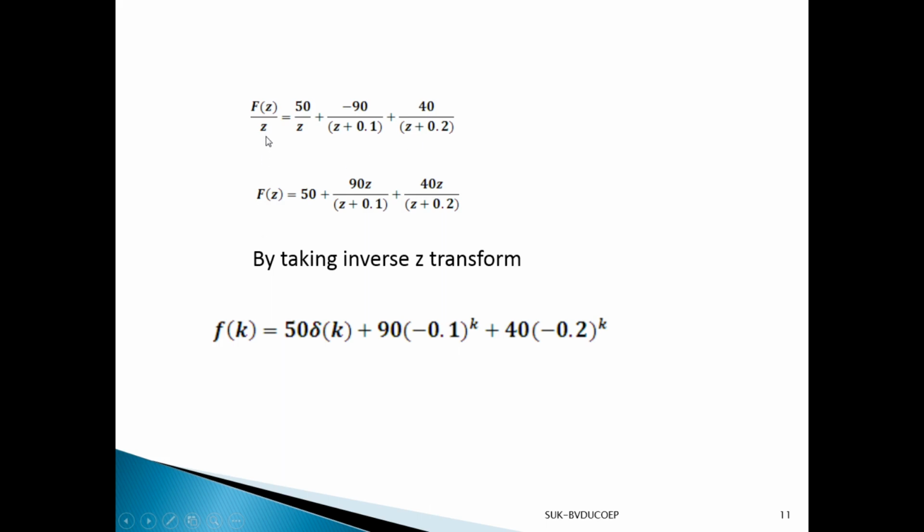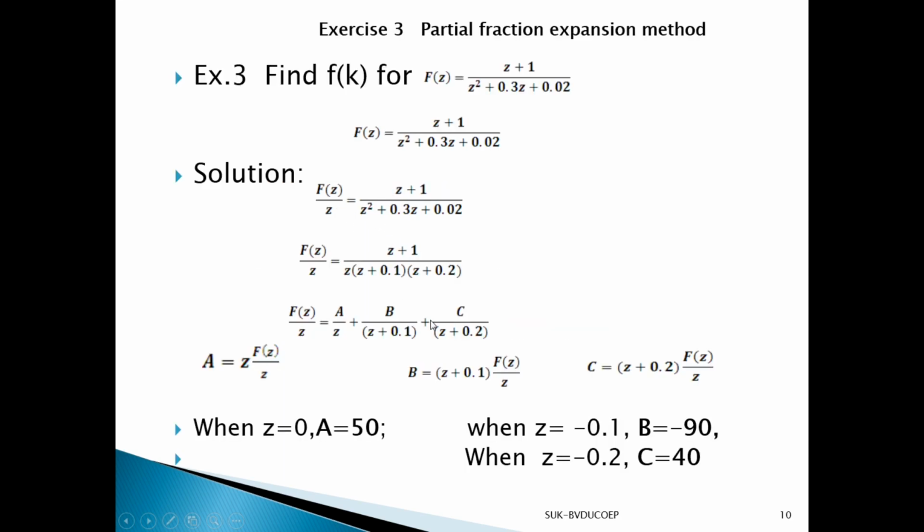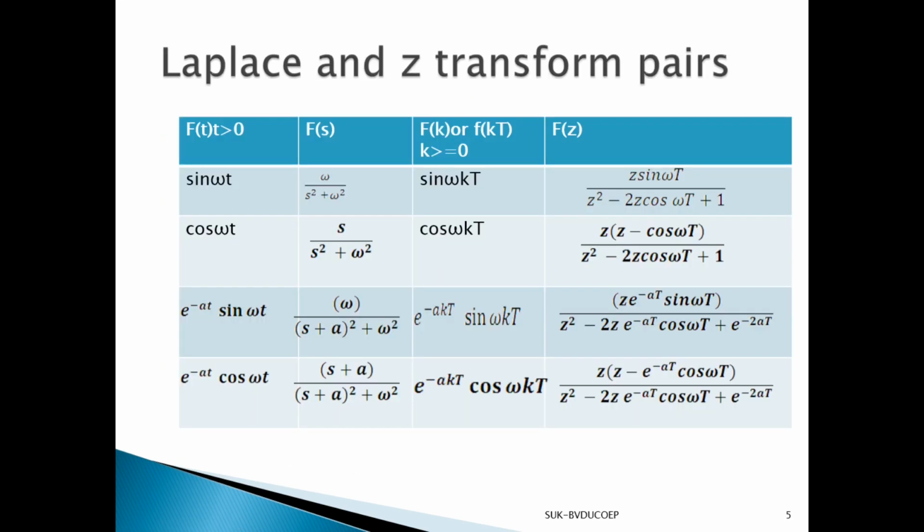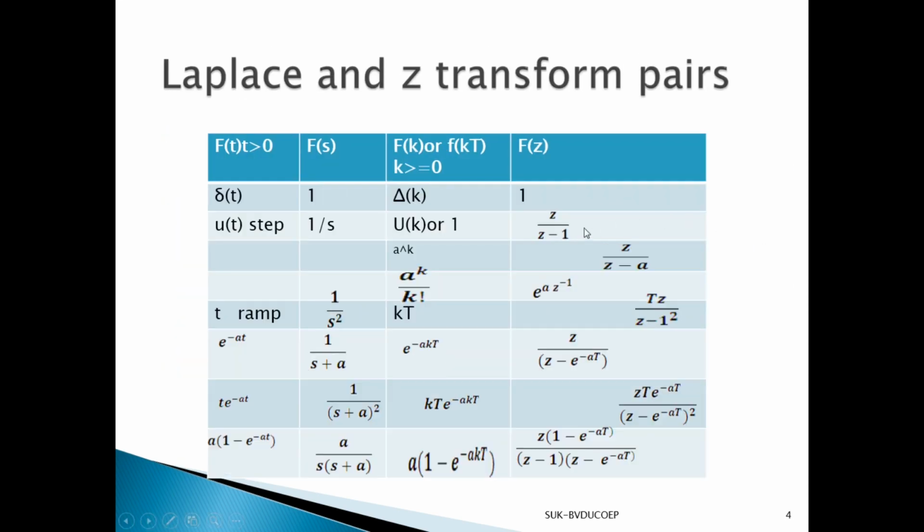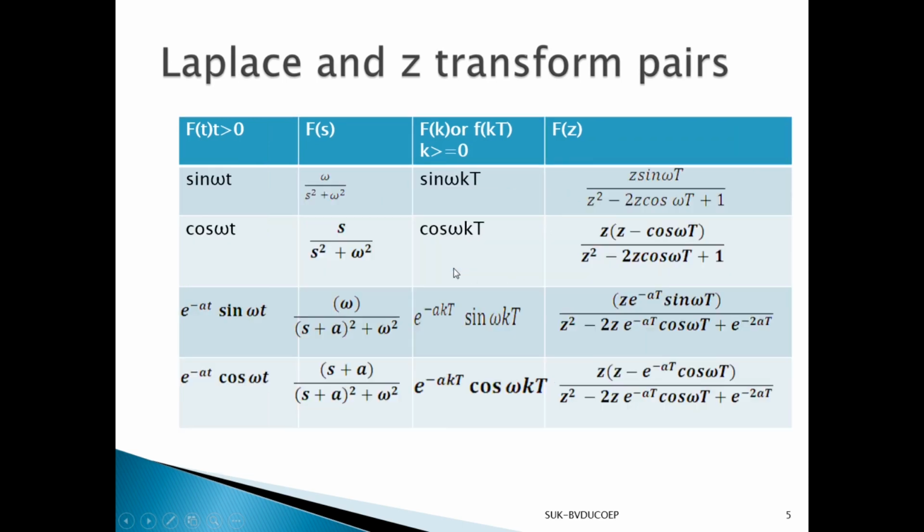So F(z) upon z is this. So F(z) is equal to, now I will write it like this, with z coming to this side. Now we have to take the inverse z transform. The inverse z of 50 is 50 into delta k. Now z upon z plus 0.1: you can see the table. Z upon z minus 1 is 1, and z plus 1 is different.